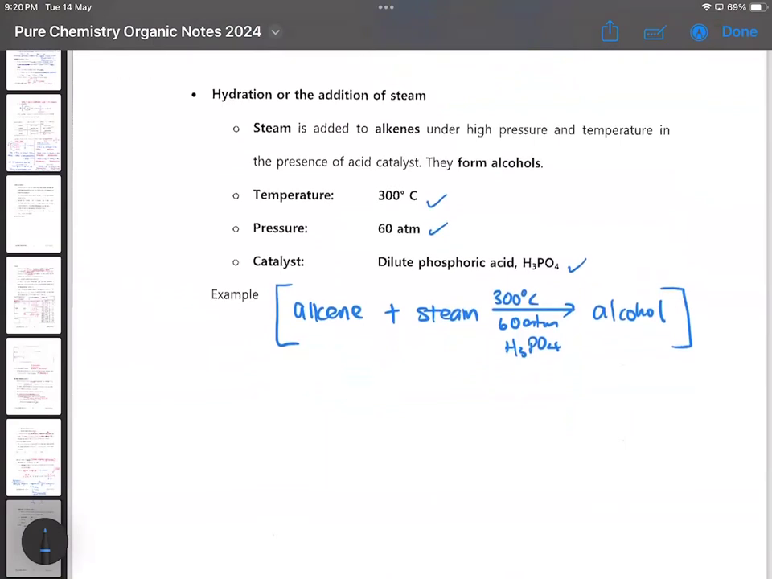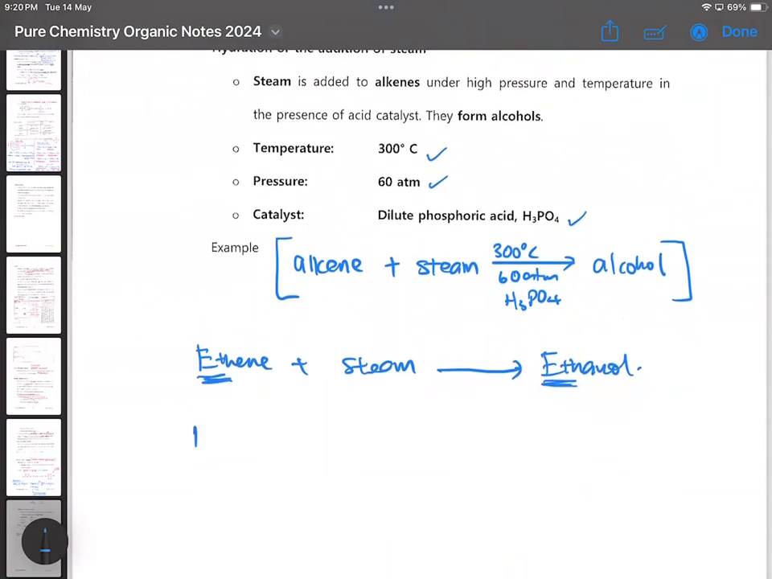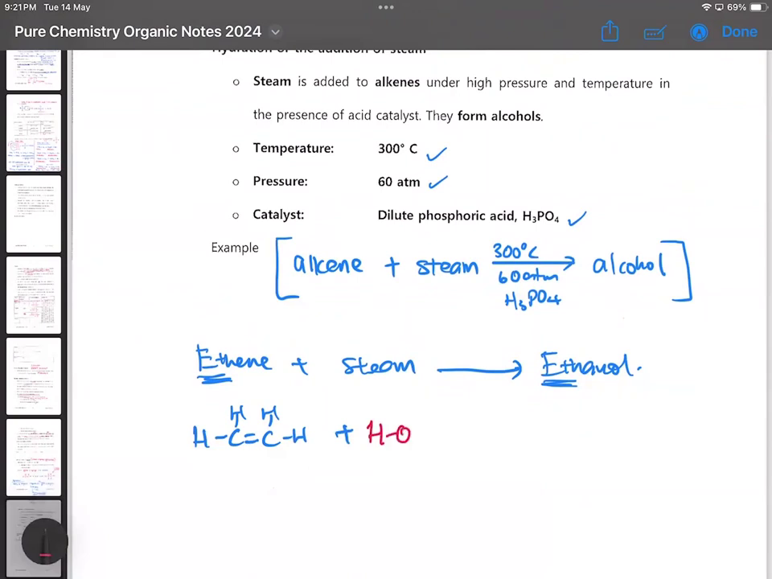So again, let's take the case of ethene plus steam. We're expected to get alcohol, so I'll just straight away name it ethanol. Because it's a 2 carbon alkene, I'll get a 2 carbon alcohol. So C=C double bond, this is your usual ethene. Now with the steam, again, I'll put it as H2O.